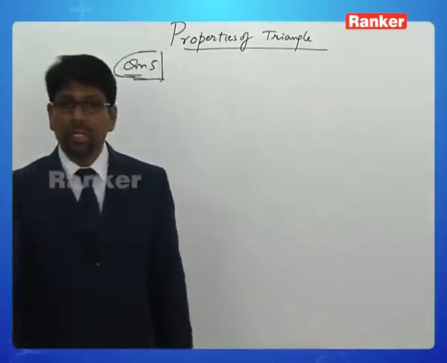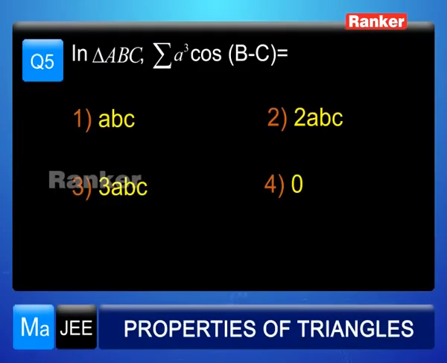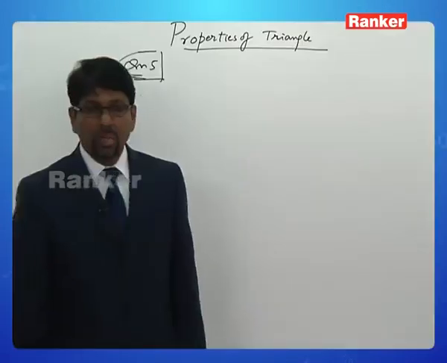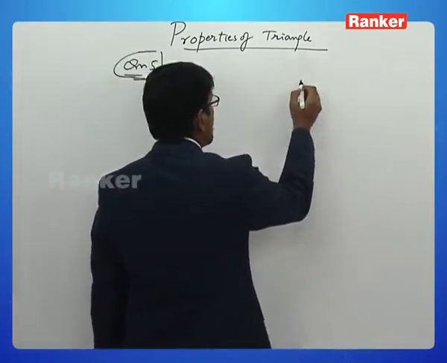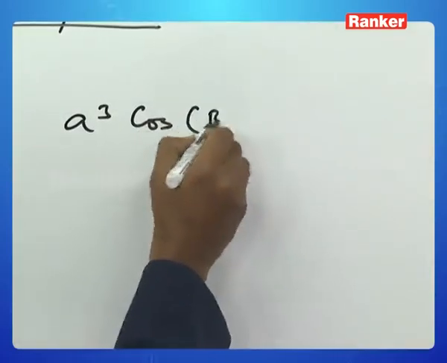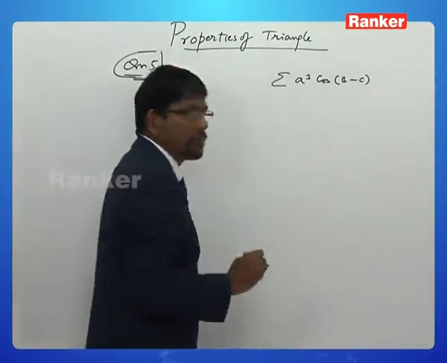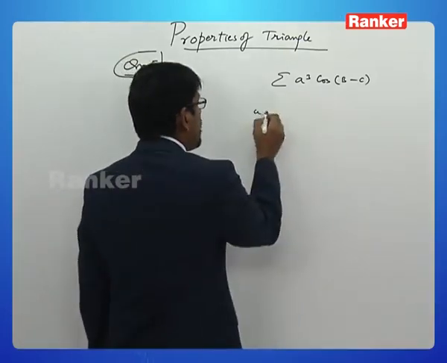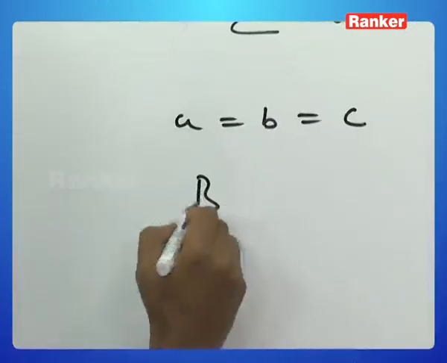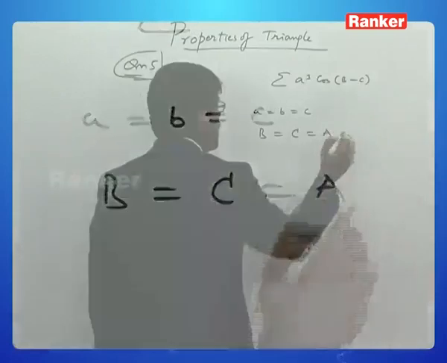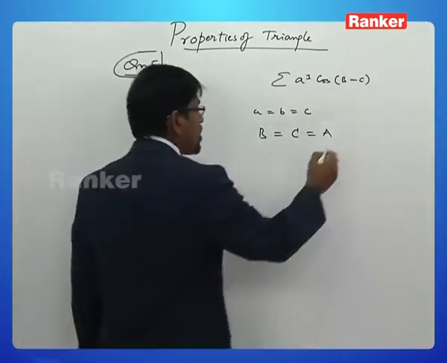In a triangle ABC, sigma a cube cos of B minus C is equal to: first option ABC, second option 2ABC, third option 3ABC, and fourth option 0. What we will do is verify for an equilateral triangle. What do you get? a equal to b equal to c, let us say. And capital A equal to capital B equal to capital C. Angles also will be equal, each equal to 60.